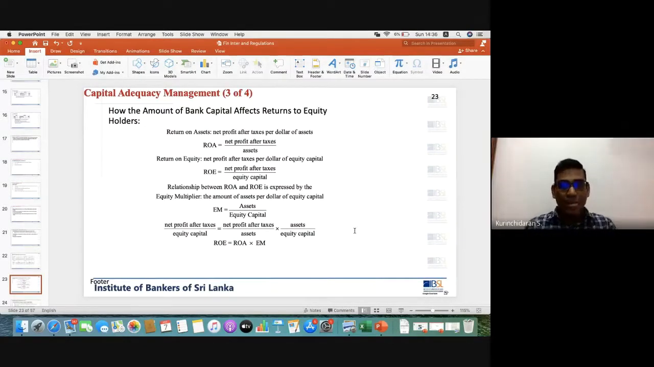Now, capital adequacy management. On one side, you should have minimum capital. On the other hand, you should also be able to have sufficient return on the capital as well, right?